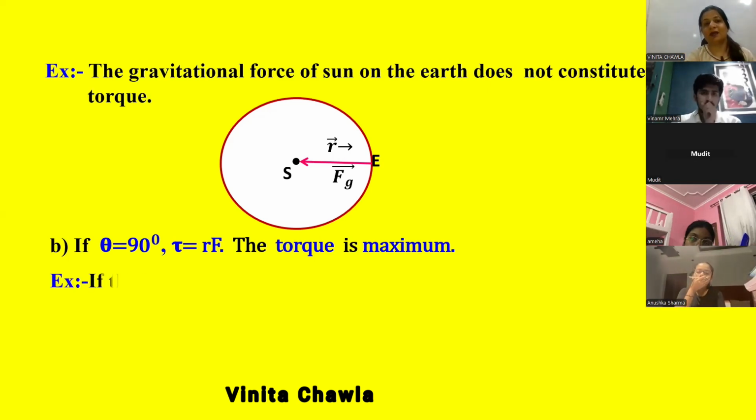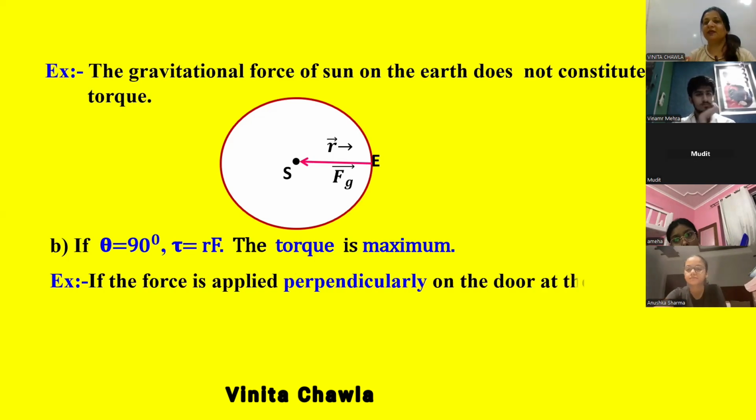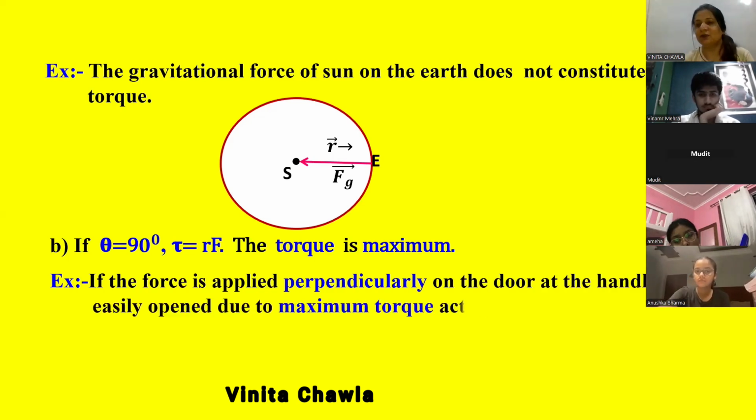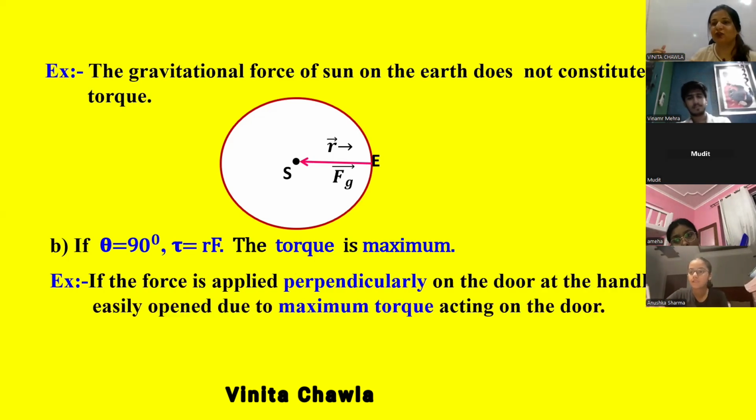अब इसका एग्जाम्पल क्या है कि अगर आप, अच्छा, एक डोर को ओपन करना होता है तो हम कहां से डोर को ओपन करते हैं? जहां पे उसके हिंजेस होते हैं वहां से ओपन करते हैं, जहां हैंडल होता है वहां से ओपन करते हैं.